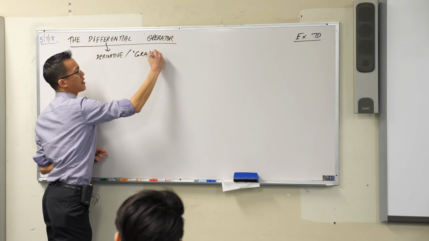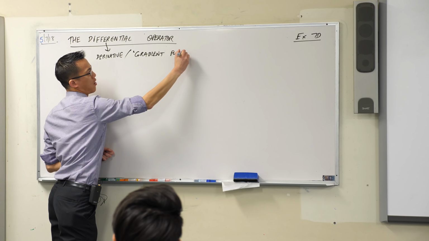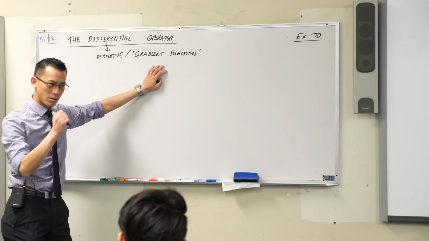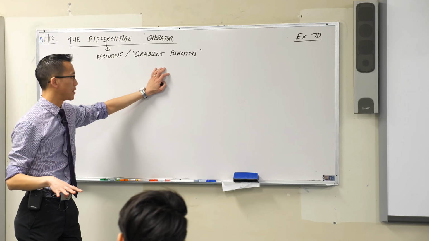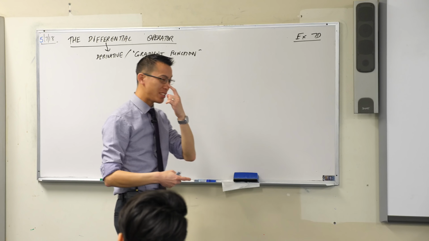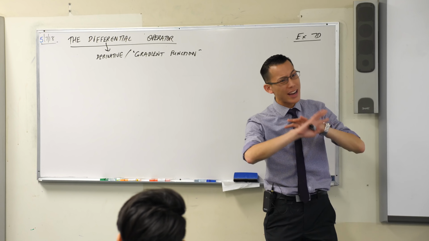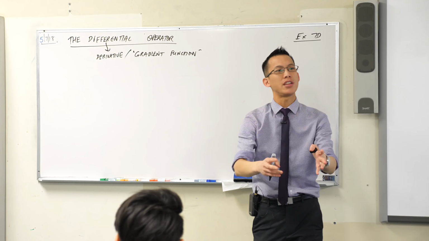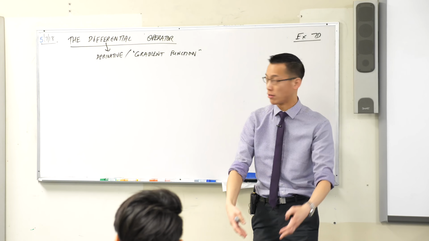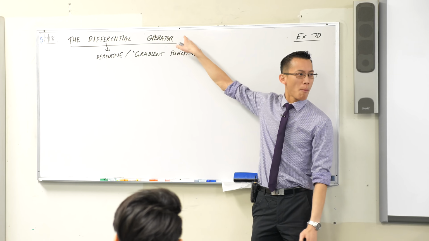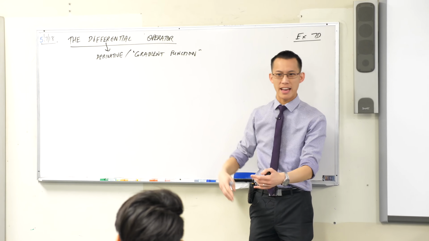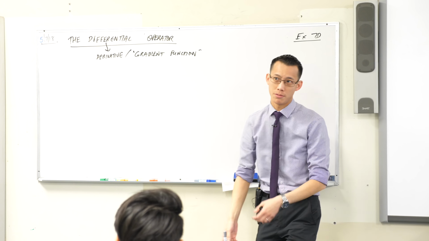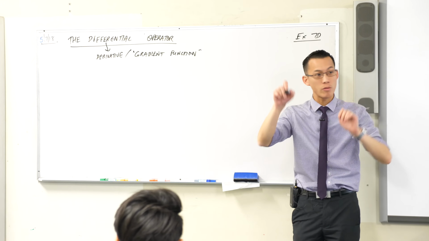Now, this idea of the derivative being the gradient function is where we begin. It's our foundation. But we quickly realize that actually differentiation is also useful for all kinds of other things that have nothing to do with the gradient function. So it's a process that can just be done to whatever function you like. And so we need an operator to place in front of this, just like taking logs is an operator, log of something, or raising something to a power, or a square root sign.